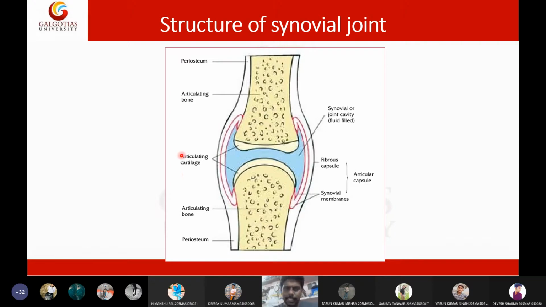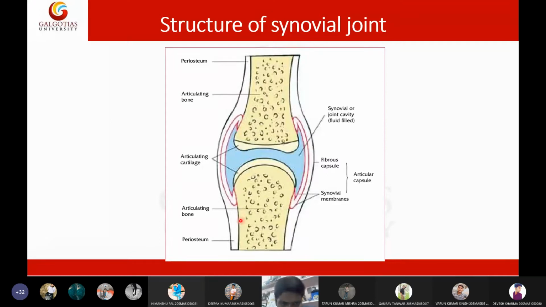Okay, fine. So here we can see two bones. At the end of the bones, it is layered by an articulating cartilage, that means hyaline cartilage. So hyaline cartilage is present at both ends of the bones. Then there is a space enclosed by this sac. This membrane is called the synovial membrane. So both the bones are enclosed by a synovial membrane. Inside this membrane, you can see synovial fluid.